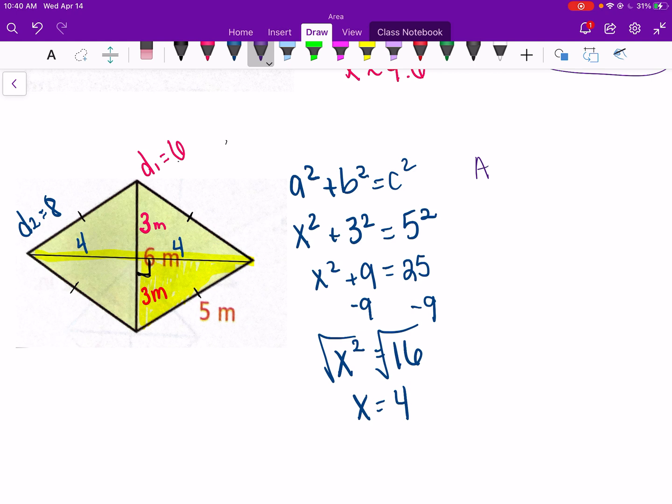So to find the area, we'll take 1/2 times diagonal 1 times diagonal 2. 6 times 8 is 48. Times 1/2 is 24. So 24 meters squared.